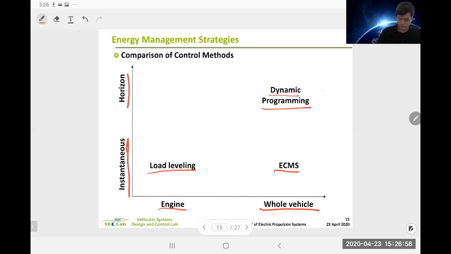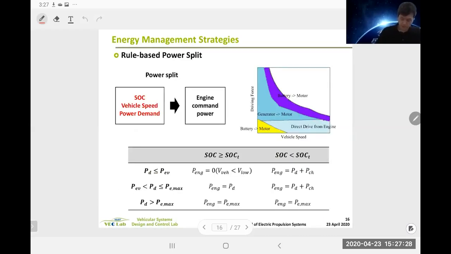There's also another approach called PMP, Pontryagin minimum principle, or variational approach. We will have a lecture on this sometime soon, I think maybe next week. And let's look at rule-based control first, okay?